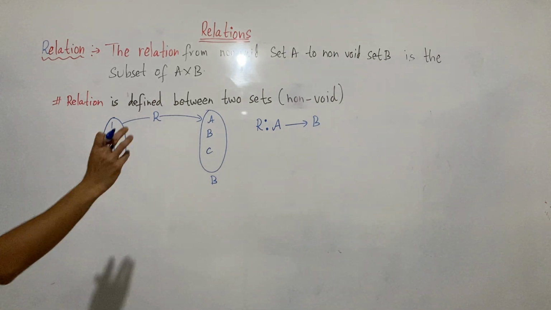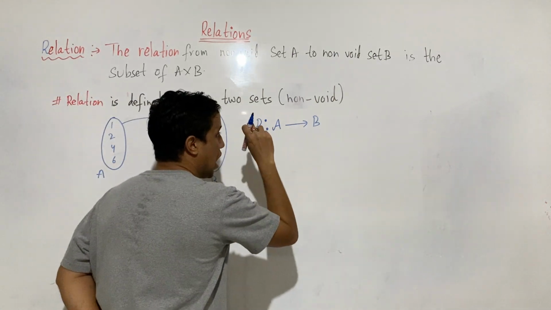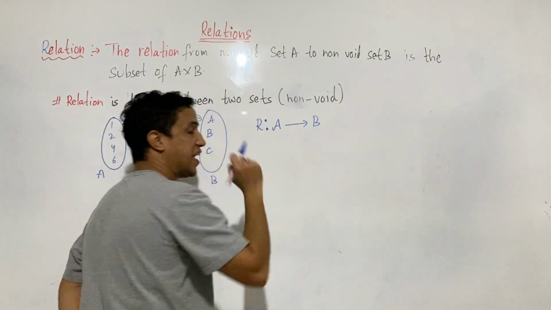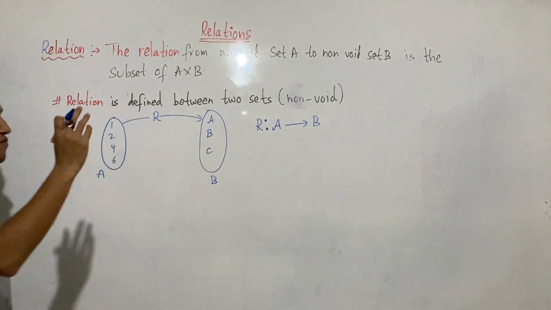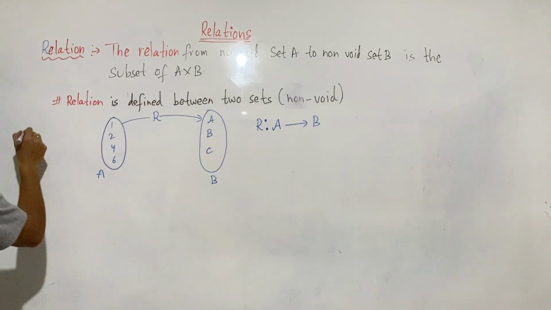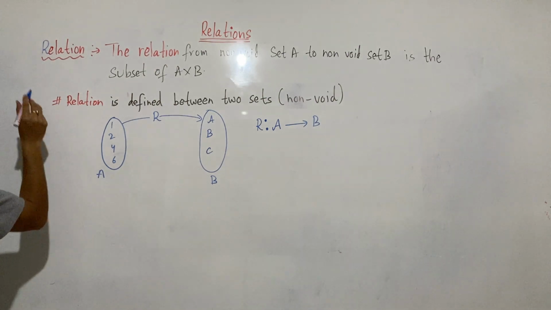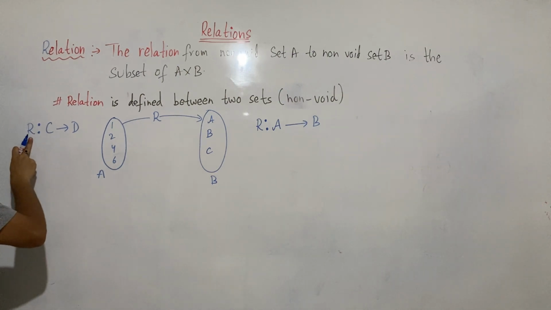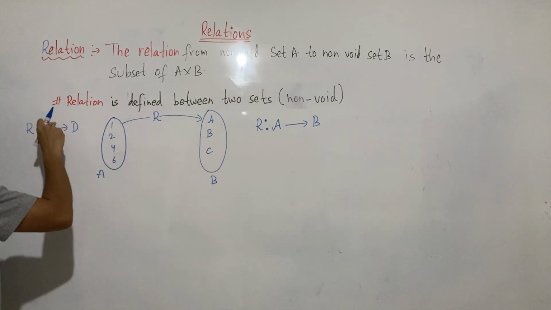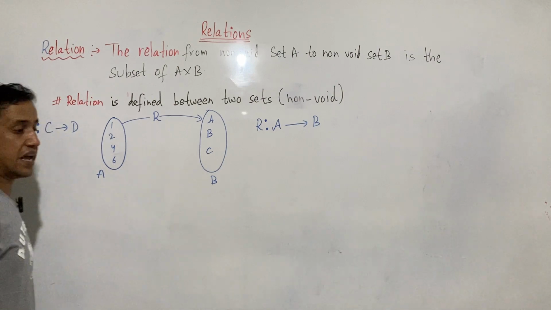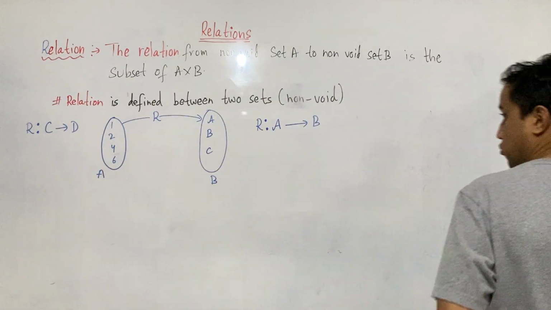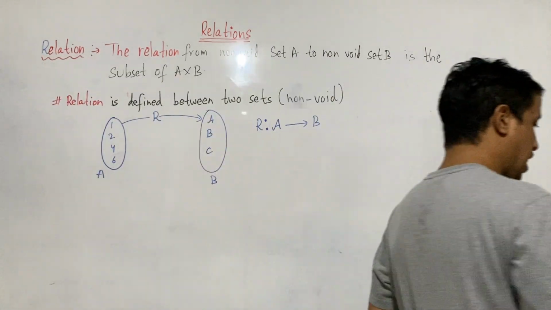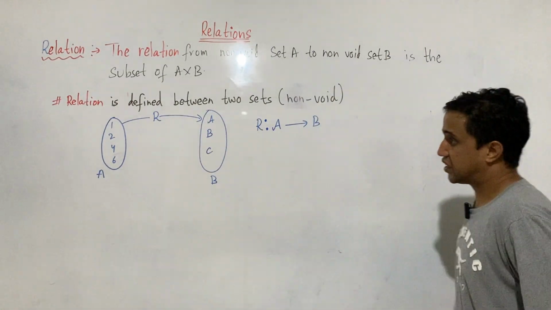Understand? So this is a way to write the relation. It's a mathematical way to write the relation. So whenever you see something like R relation from C to D, it means R is a relation and this is a relation defined from set C to set D. I hope this thing is clear to you. Okay, now see here.